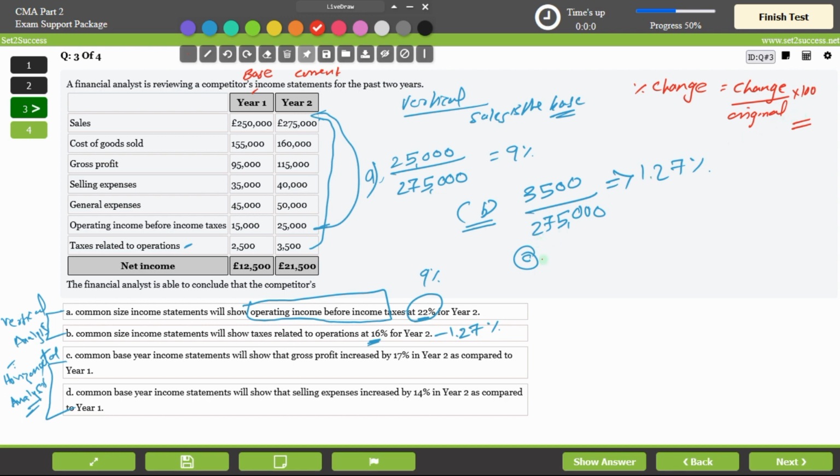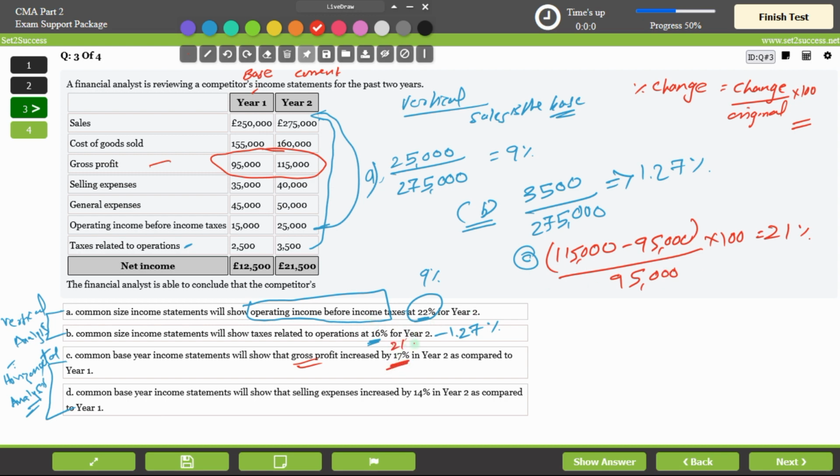So for C, they are asking for gross profit. So gross profit, what is the change? This is the gross profit. So it's 115,000 minus 95,000 by the base, by the original, that is 95,000, into 100, which comes to 21%. So it's not 17%, it is 21%.